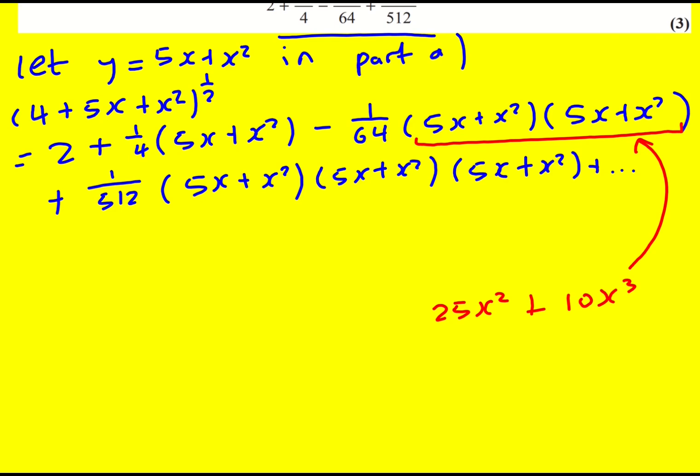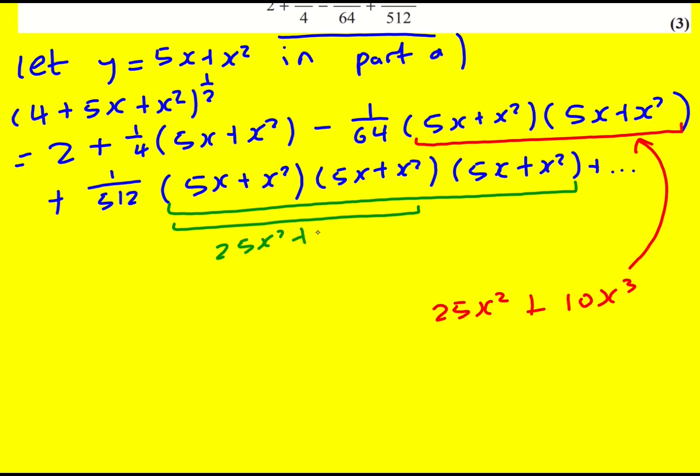And then this one, I can basically take this part as 25x squared. Actually, that's all I need, 25x squared, because then I'm timesing by this one as well.